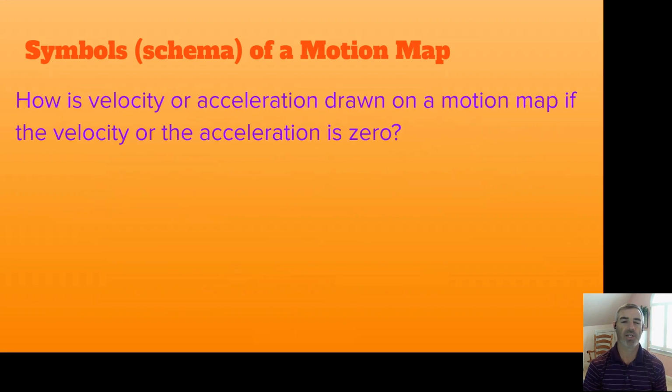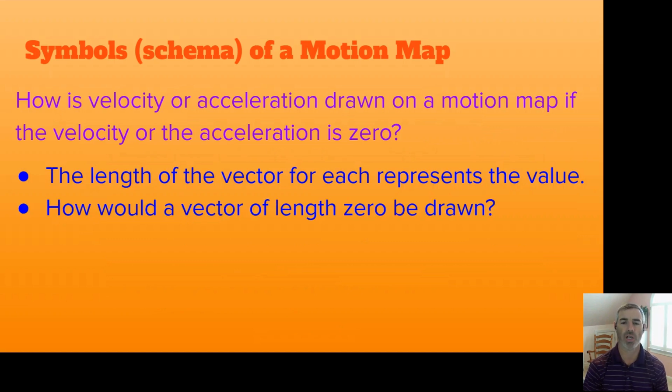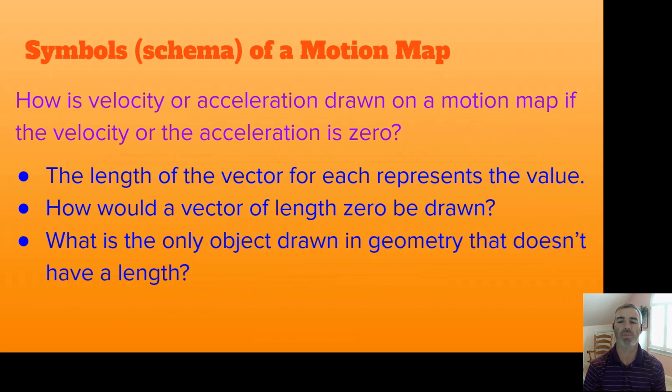So how are velocity and acceleration drawn on a motion map if they're 0? We said that the length of those vectors represents the value of the velocity or the acceleration. So how could we draw a vector of length 0? Thinking back to geometry, what's something in geometry that doesn't have a length? Well, the only thing that doesn't have a length in geometry is a dot or a point. So we're going to represent 0 acceleration and 0 velocity with a dot, just like we do for position and time. So let's go through a number of examples.